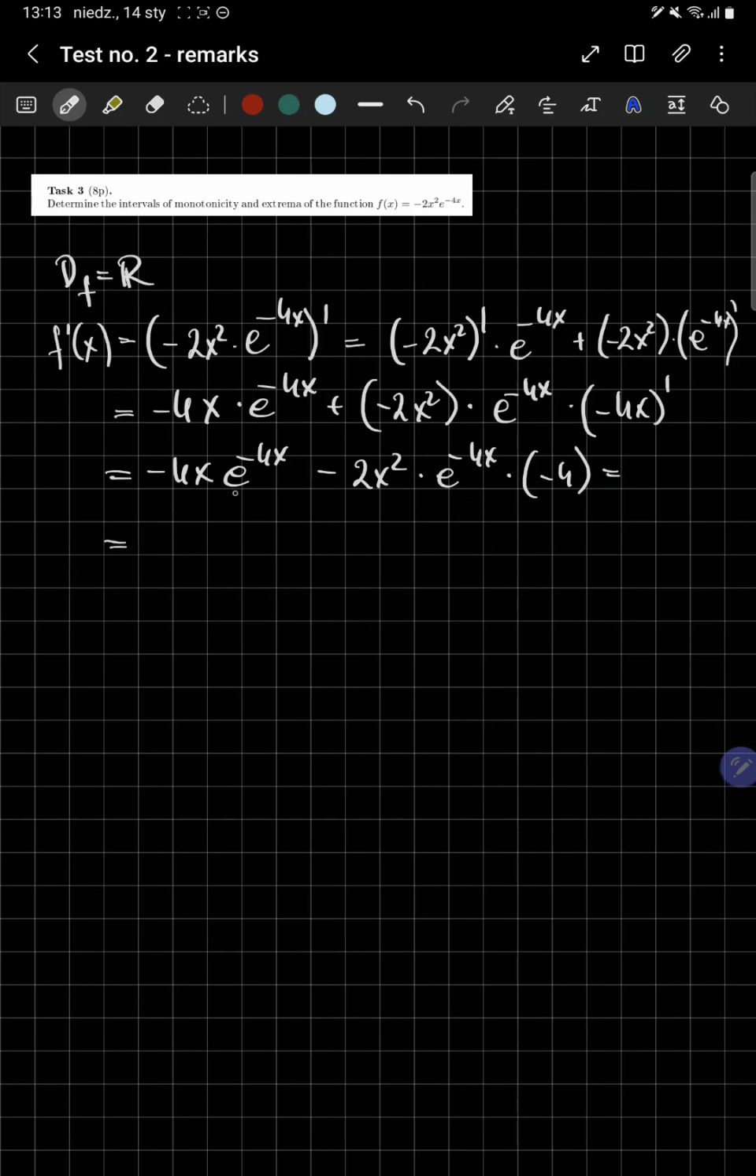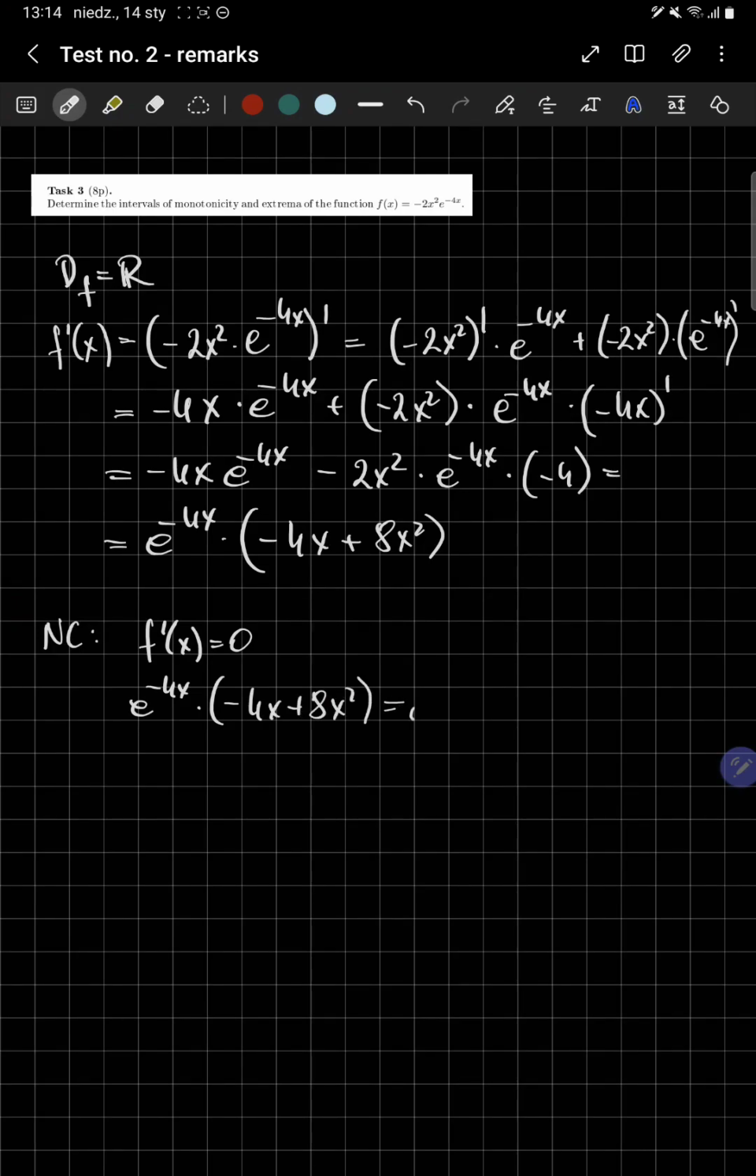We see that there is the common factor. It is always worth to write the final form of the derivative in the product form, so we'll have e to the power minus 4x times minus 4x plus 8x squared in the bracket. Okay, next step is to consider the necessary condition to identify the points where the extrema may appear, so where the derivative gives value 0. So we have e to the power minus 4x times minus 4x plus 8x squared equal to 0.